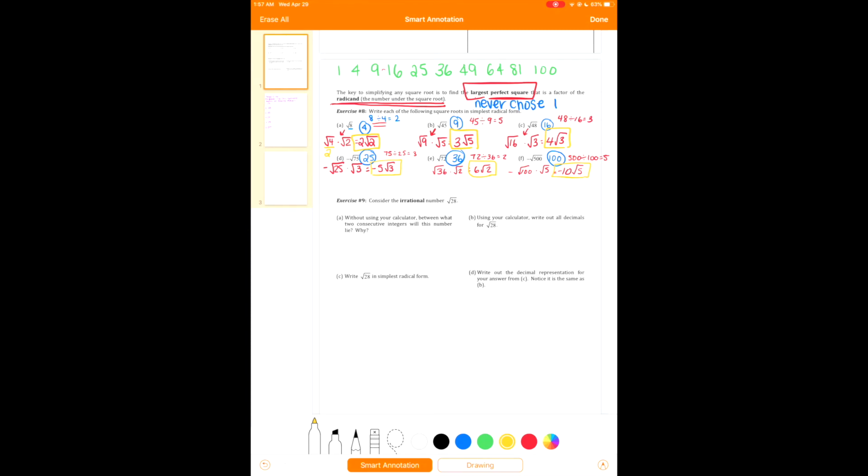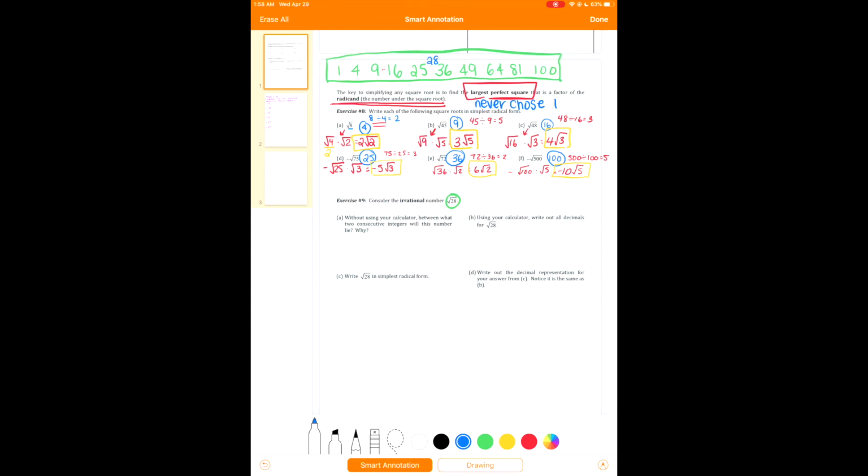Exercise 9, it says, without using your calculator, between what two consecutive integers will this number lie? So again, I'm going to use my list up here from the beginning of the lesson. And I'm going to say, okay, where on this list does 28 lie? It's not on the list, so I know it's not a perfect square. But 28 would go somewhere in here, in between 25 and 36.